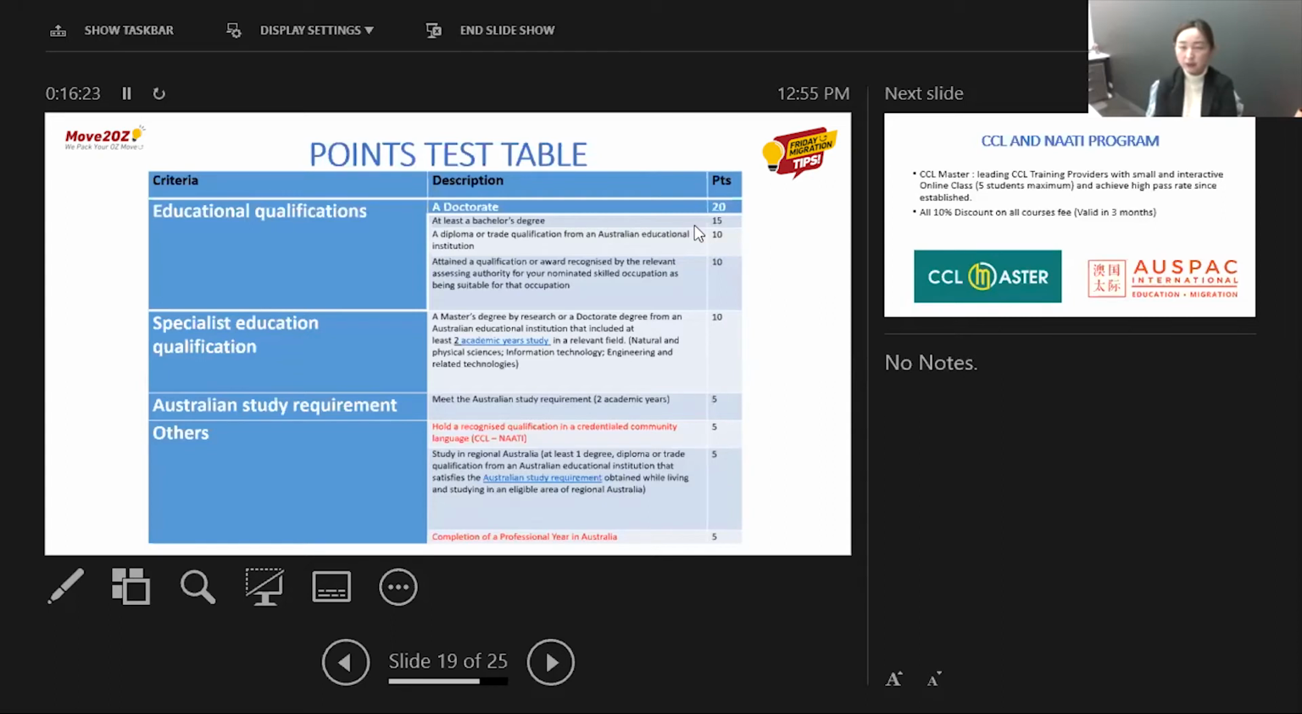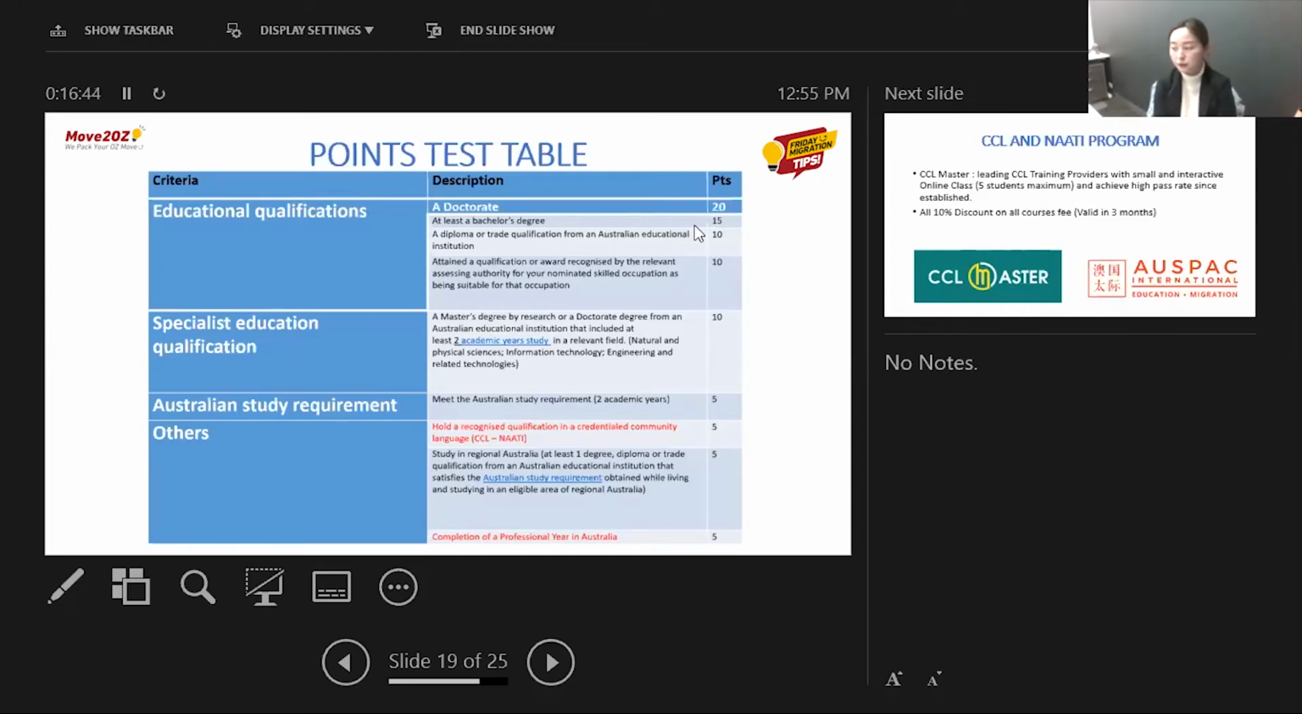If you study in a regional area in Australia, and by regional area we mean any place apart from Sydney, Melbourne, and Brisbane, and you have studied for 2 academic years, then you'll be awarded an extra 5 points for doing that.